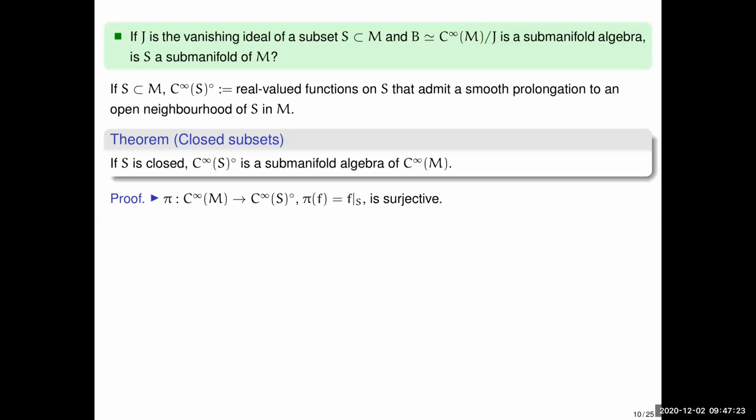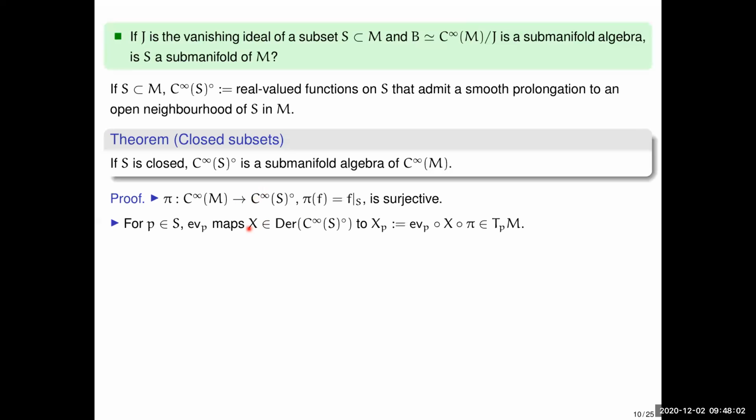Okay, maybe let me give some hint of the proof. The last part would take more time. In any case, I'm not even sure that it is interesting to give proofs in this seminar, but the proof is simple because it's basic differential geometry. If S is closed, you can use a basic argument with cutoff functions to show that any function here can be extended to the whole M instead of just an open neighborhood. So the map pi is surjective.